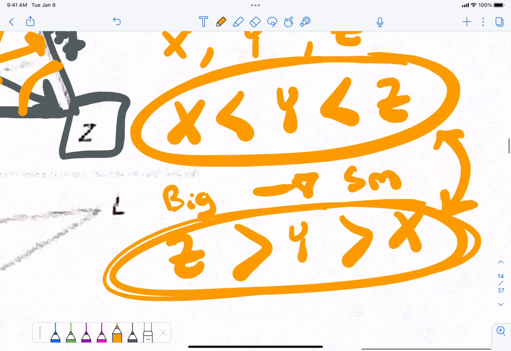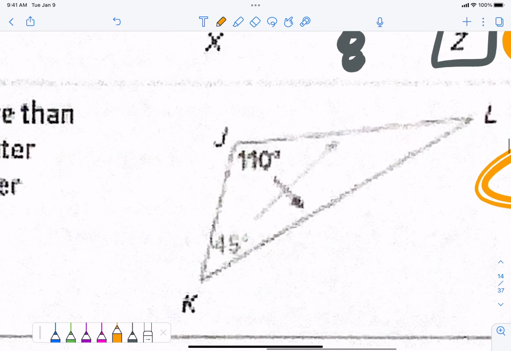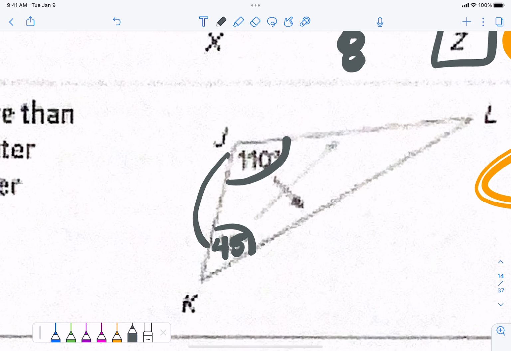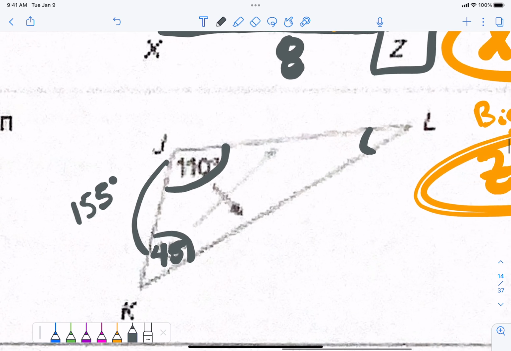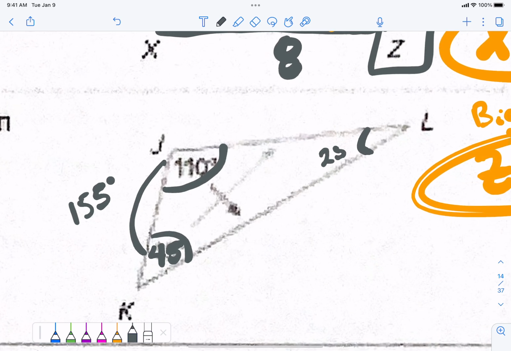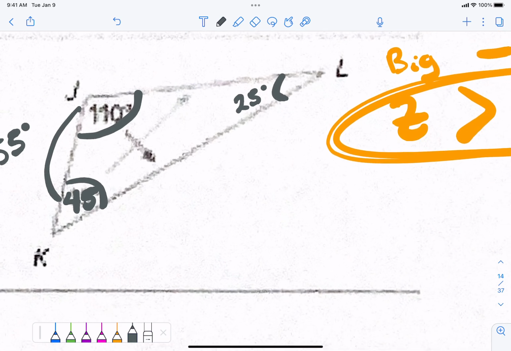All right, now let's do it the other way. Are you ready? Here, they're giving me the angle measures. So they're saying this is 110 and this is 45, but they don't give me the third one. But we can figure it out. 110 is that one, 45 is that one. If we add them together, that's 155. What's this third angle right here? 180 minus 155, which is 25. Yep, 25. Okay, now we know the angles.